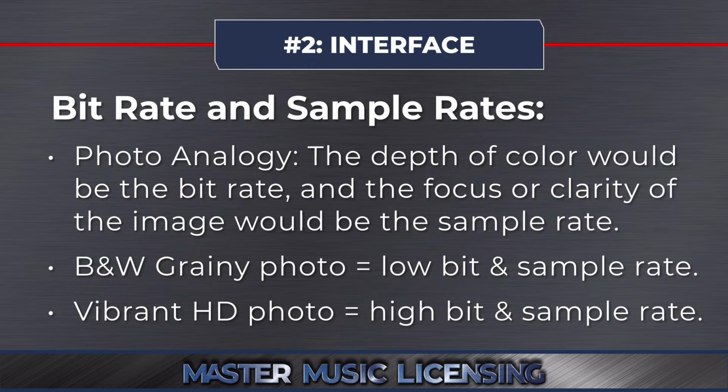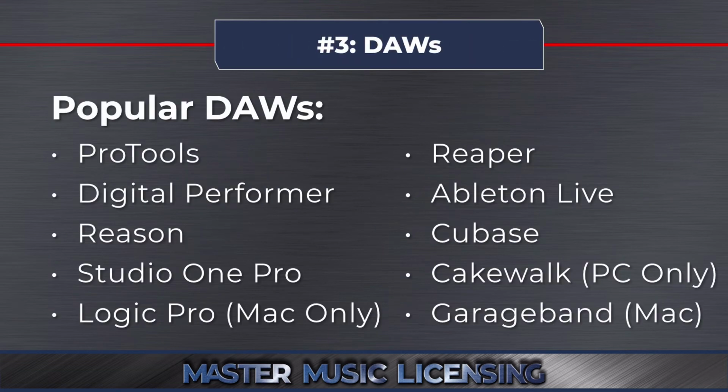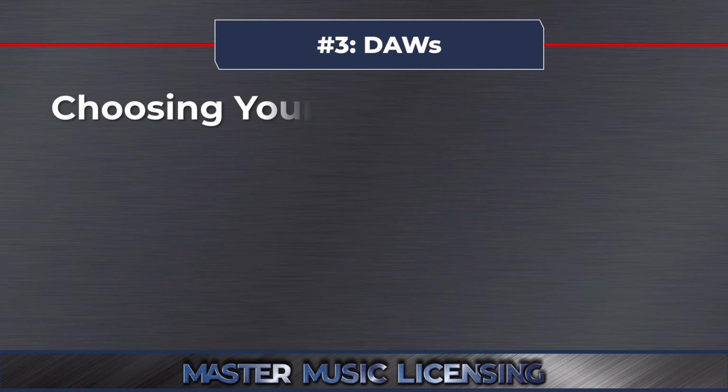Now at this point, once we send signal through the interface, that's when it enters into our DAW. All right. And there are a number of popular DAWs on the market. We have Pro Tools, Digital Performer, Reason, Studio One Pro, Logic Pro, Reaper, Ableton Live, Cubase, Cakewalk, GarageBand. There's a bunch of other ones out there. Most of these are Mac and PC based. A couple of them are PC only. A couple of them are Mac only. So you're going to have to be aware of what kind of computer you want to use in the long run, especially when it comes to choosing your DAW.